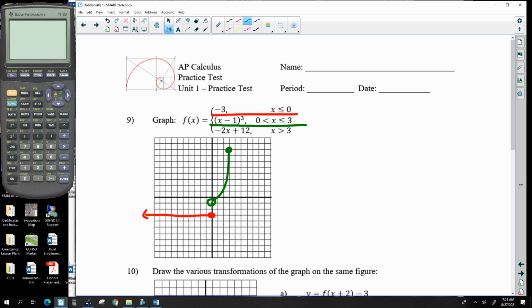All right. Last, we have a line. That's supposed to be in blue. So this is going to pick up from 3. If I put in a 3, I'm going to get a value of 6. And notice how it does not actually include that 3. So 1, 2, 3, 4, 5, 6, open dot. And this has a slope of -2.